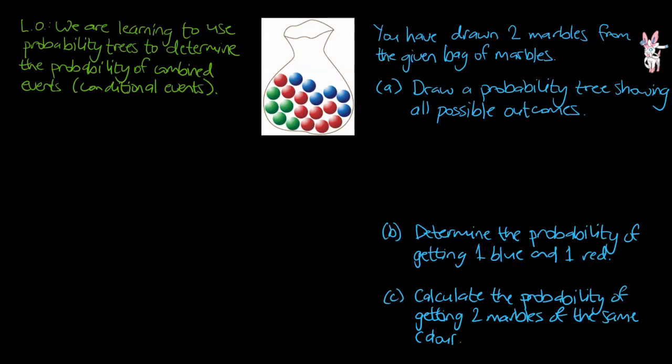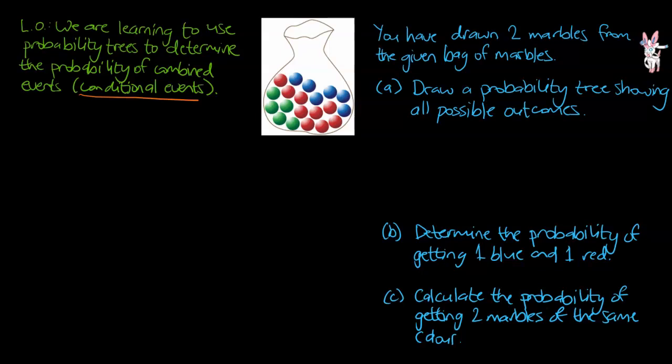Mr. Bowman here. Today's learning objective is in green, and we are learning to use probability trees to determine the probability of combined events. Probability trees, they're not new to us anymore. We learned about them in the last video, but this idea of how they relate to conditional events is new to us.